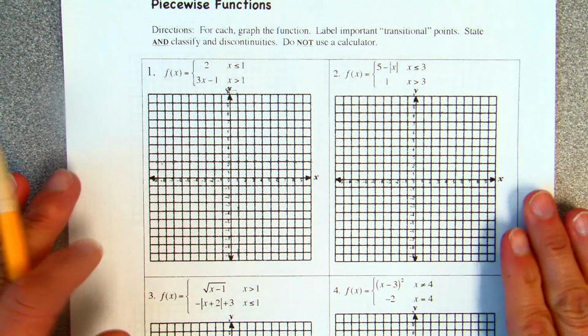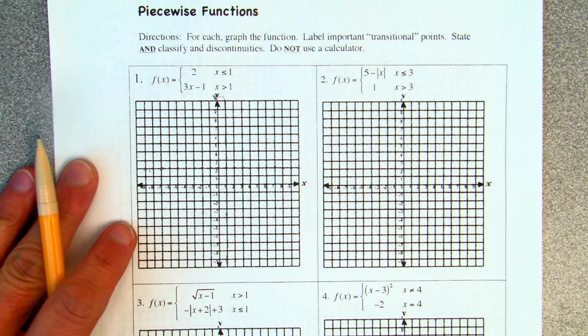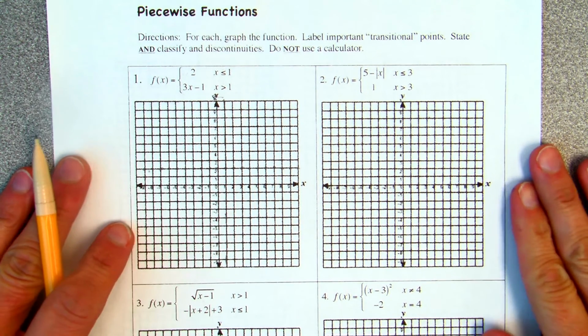I'm going to walk through number 1 with you. This is on the nonlinear piecewise function. So you need to have this sheet out. Everybody get it out and let's look at number 1.